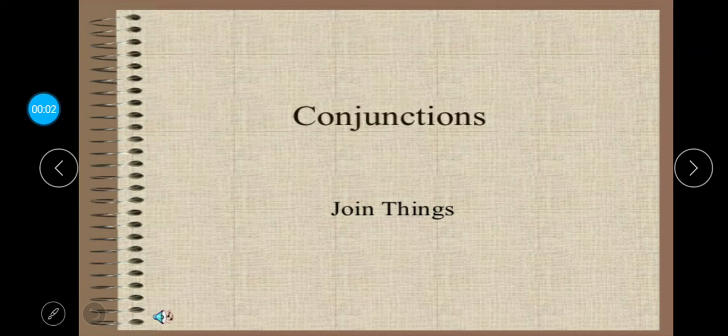So, children, let's study conjunctions today. What are conjunctions? In simpler language, conjunctions are joining words. They join things. But when we talk about conjunctions in grammar, they join either two words together or two sentences together to make them meaningful.